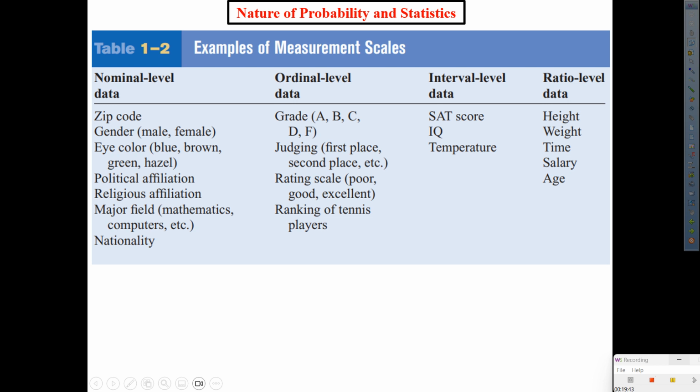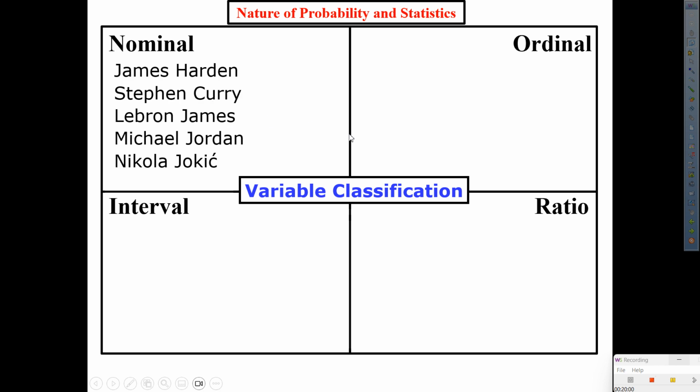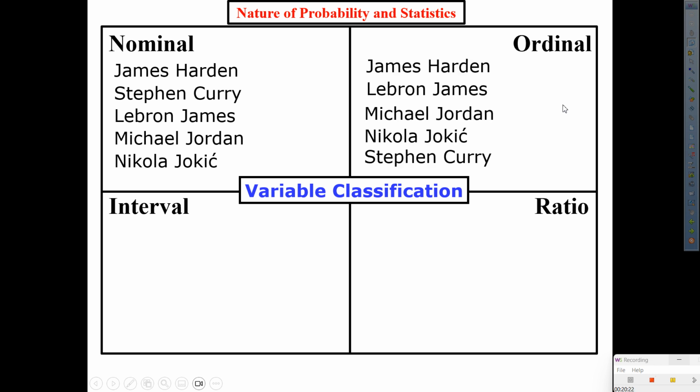So, here goes some information. Look up, writing utensils down. Let me give you a nominal, and I'm going to use some variables here. Here we go. James Harden, Stephen Curry, LeBron, Michael Jordan, and Nikola. So look at that. No particular order. I just wrote down some names. There they are. We good? All right. Ordinal. Tell your neighbor why they are written in that order. Why are they written in that order? Tell your neighbor.